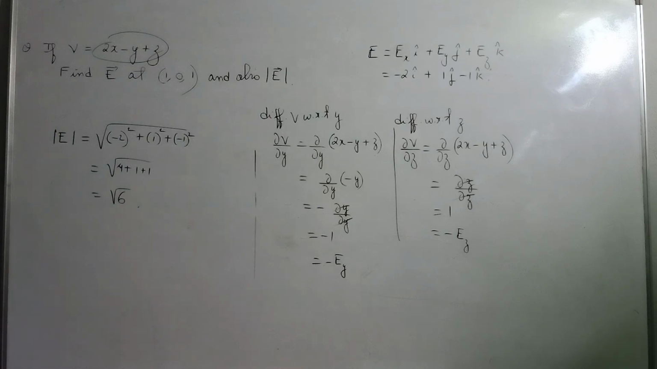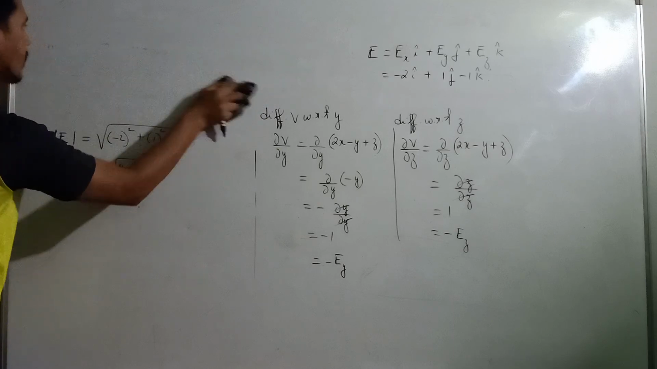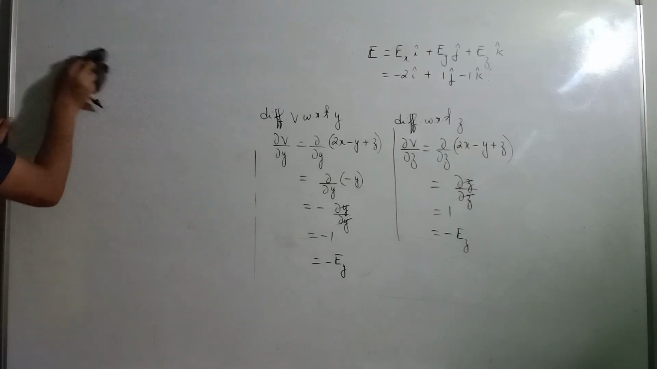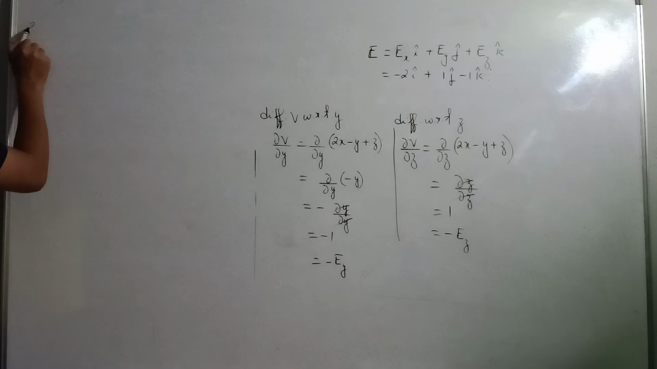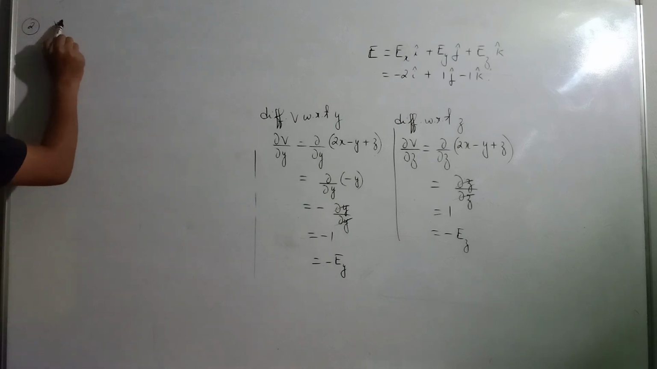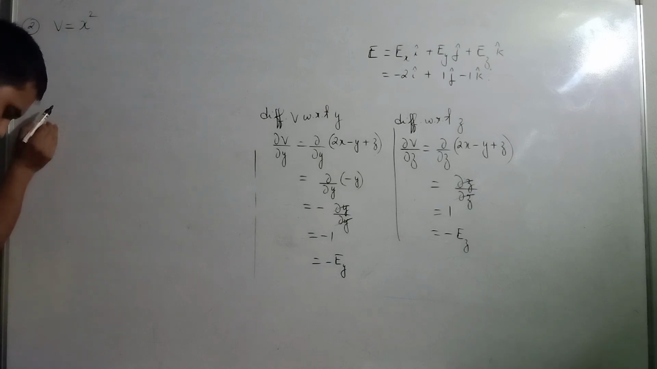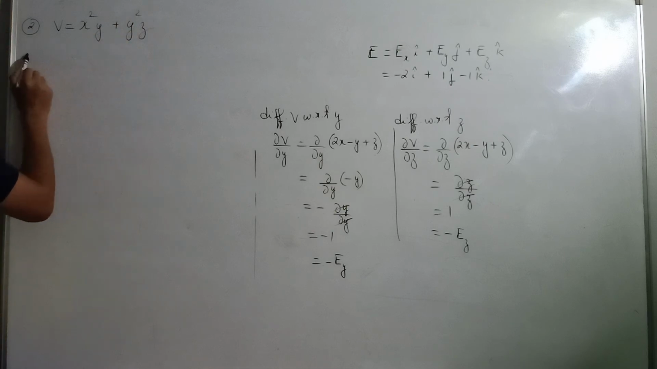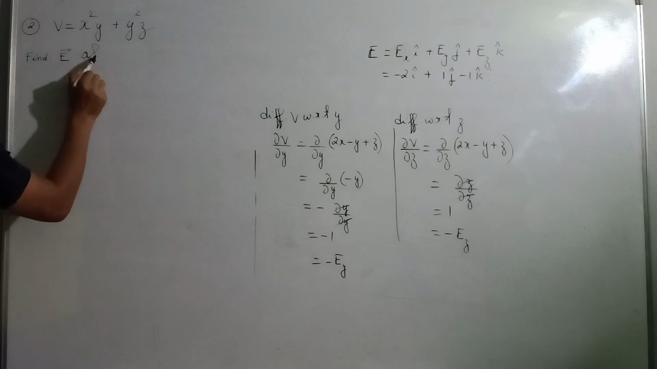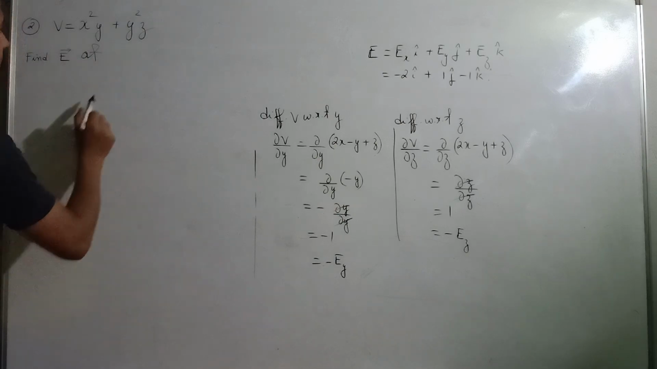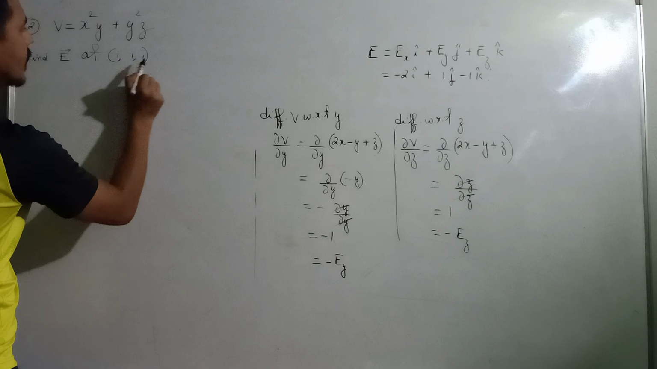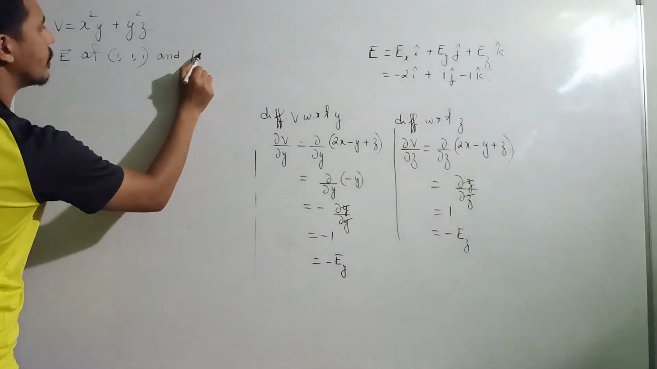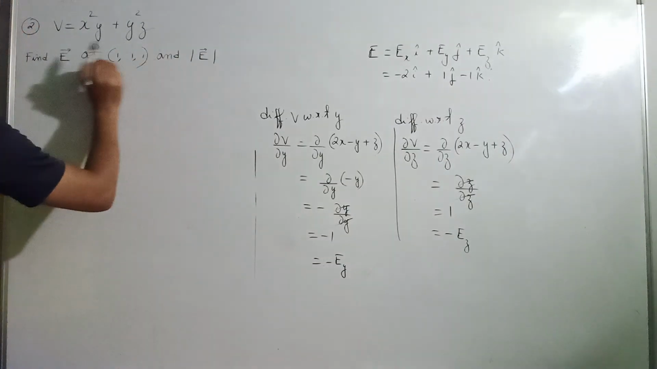Shall I rub it out? I'll give you another question. Question number 2. Let me see the question. V is given to be x square y plus y square z. Find electric field E at the point 1, 1, 1, and also find magnitude of E. This will be your number 2.